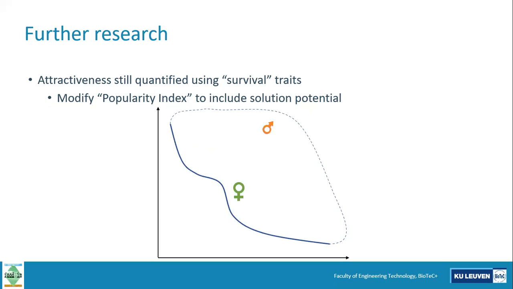Now, if we look, for instance, at this male and female solution, the female solution dominates the male solution, so its popularity index will likely be higher. So the female solution is less likely to select a male as a partner. However, if you look at the male solution's potential to diversify the overall population set, it's a lot higher. Now, we would want to see that this male solution, although it has a lower popularity index, is still considered to be attractive because it has a lot of potential, but this is now not the case.